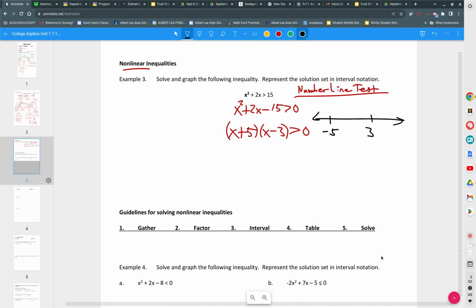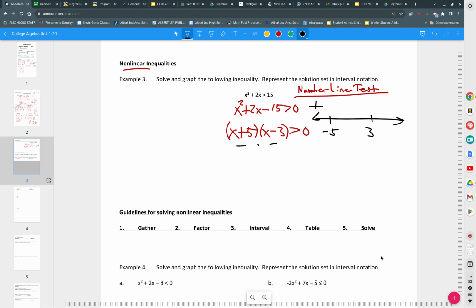And then I test values. Connor, can you give me a number to the left of negative 5? Negative 7. Watch what happens when I plug in negative 7. Negative 7 plus 5 is negative 2. So that's a negative number. Times negative 7 minus 3. That's a negative number. And a negative times a negative is a positive.